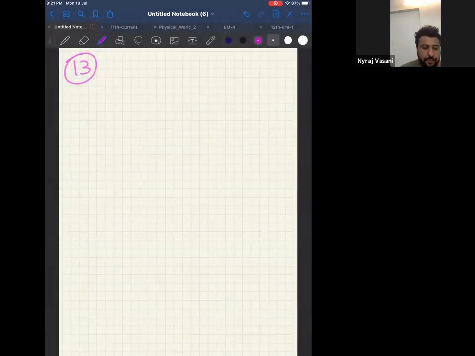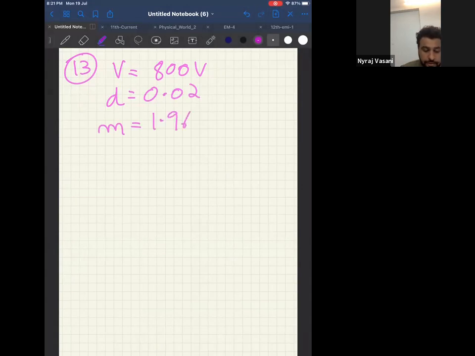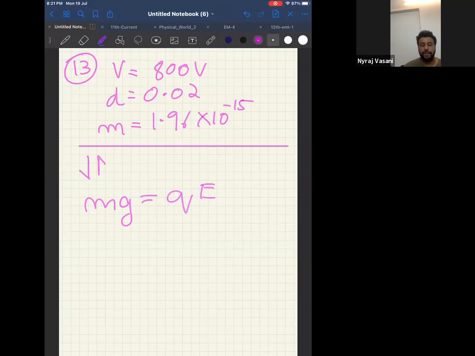Two metal plates having potential difference V equal to 800 volt are at a distance of 0.02 meter apart. A particle of mass 1.96 into 10 power minus 15 is suspended in equilibrium between the plates. If e is the elementary charge, suspended in equilibrium means the downward force will be equal to the upward force. Downward force is mg, upward force will be QE.